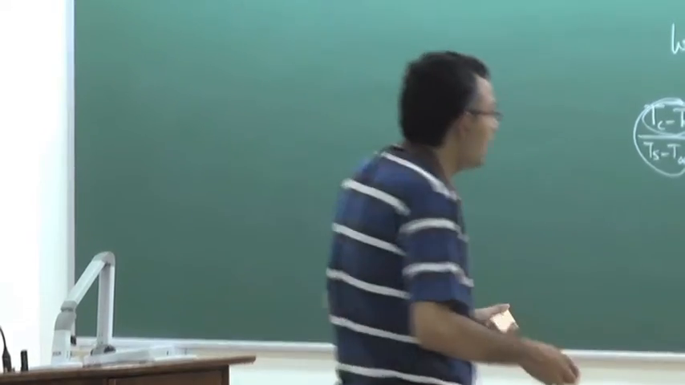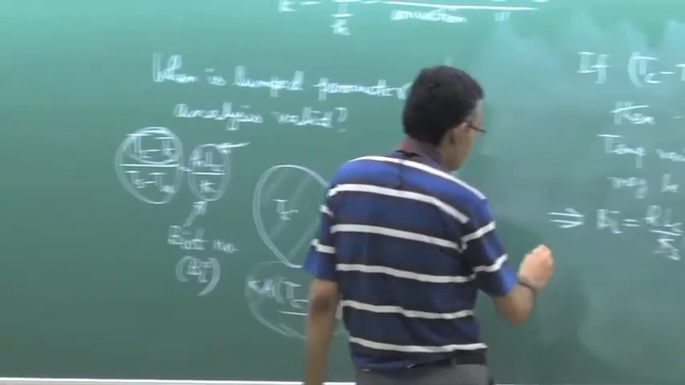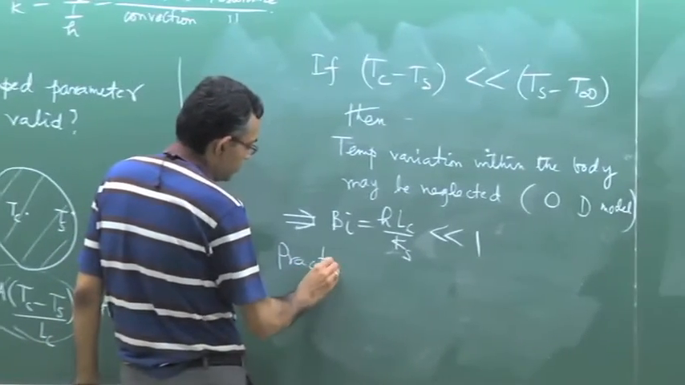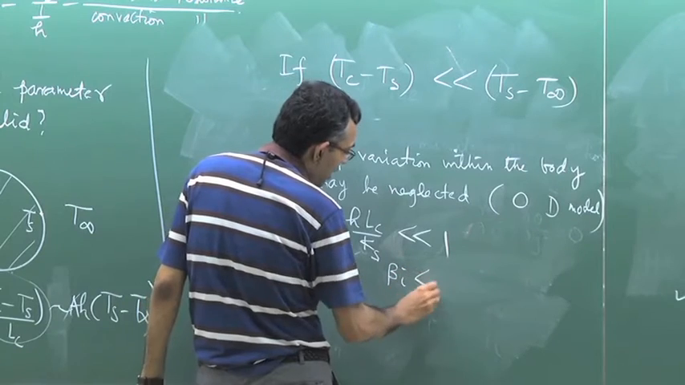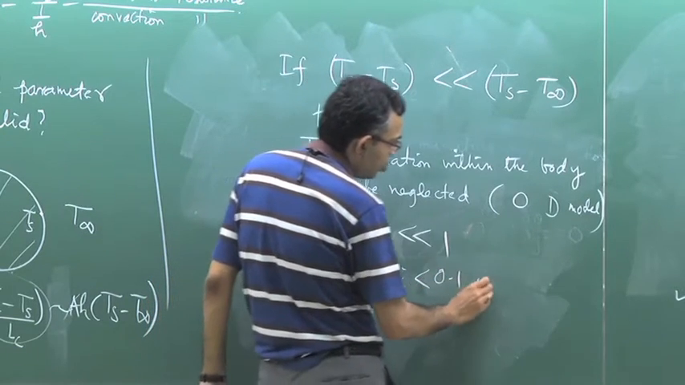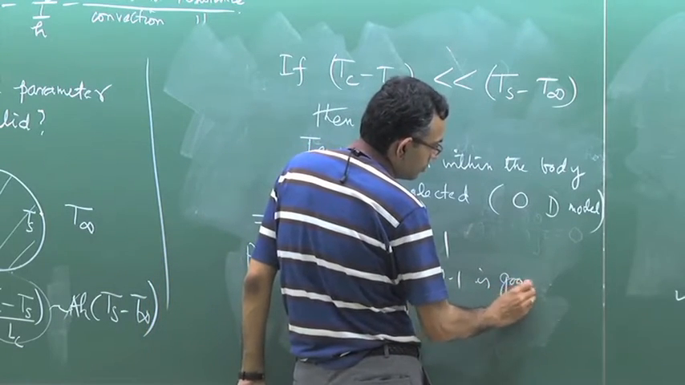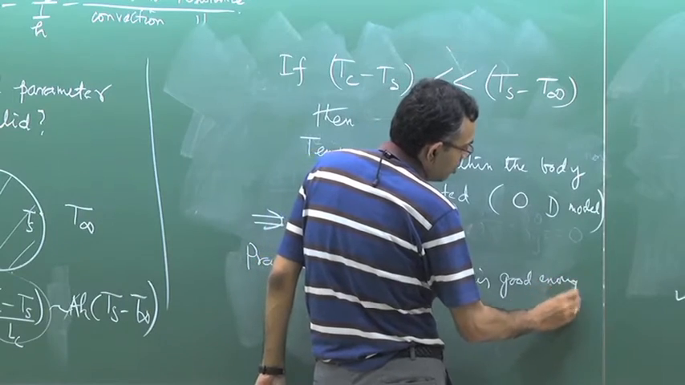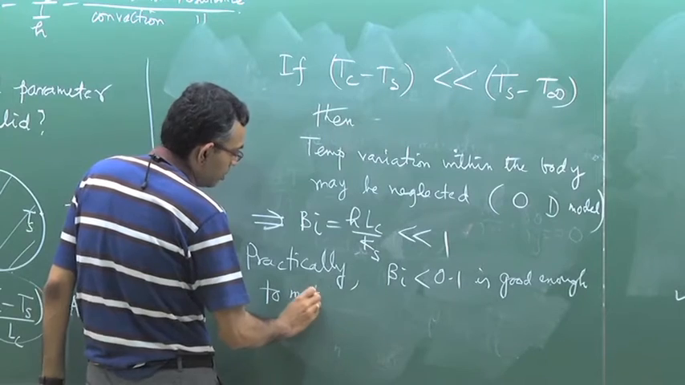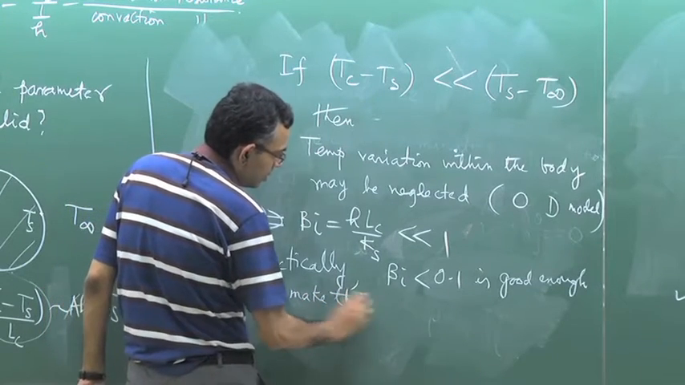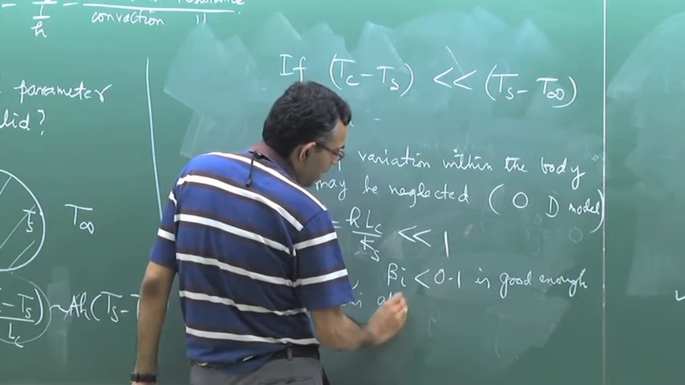So practically, Biot number less than 0.1 is good enough to make this approximation valid.